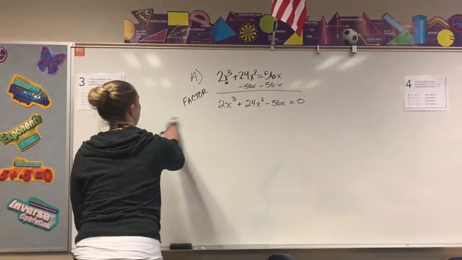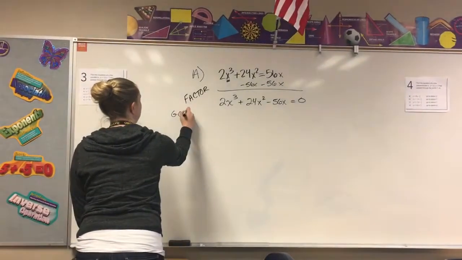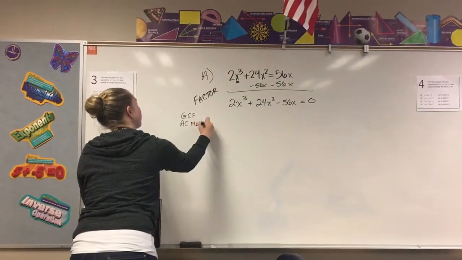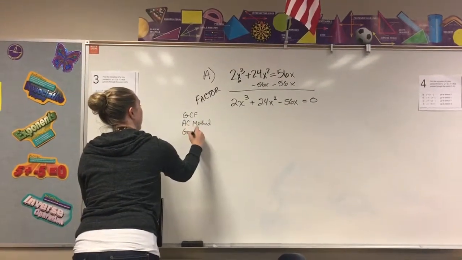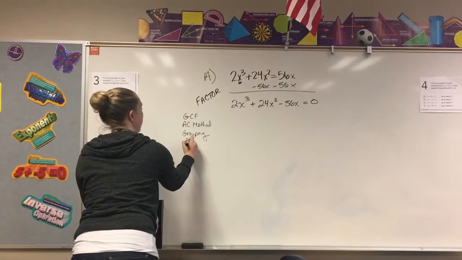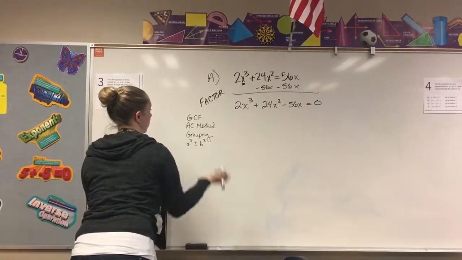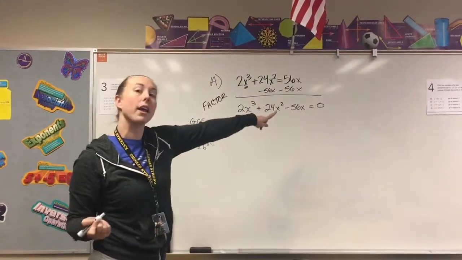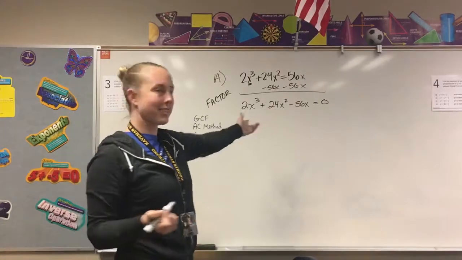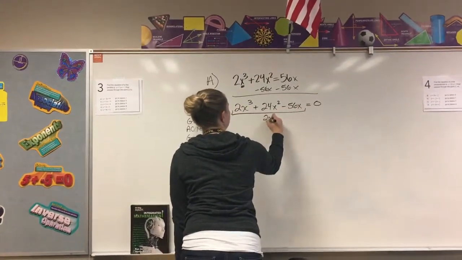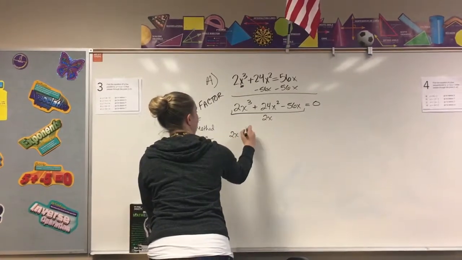We can use the GCF, which we should always check first, AC method, grouping, or sum or difference of cubes. Okay? So we start with the GCF. Do those 3 terms have anything in common? Answer is yes. They have 2x in common. So we're going to factor out a 2x.